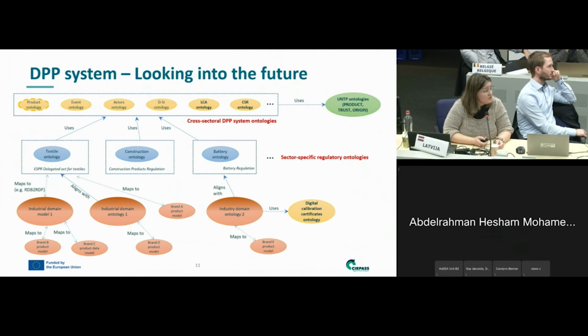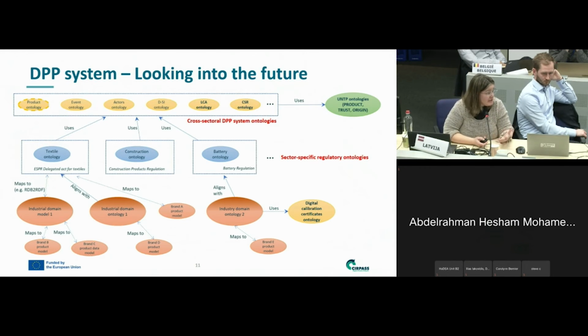If we look into the future, we can expand on this. Not, of course, right now, but we have to build a system that will be here for the next 50 years. So we can expand the cross-sectoral DPP system ontologies to address topics such as life cycle analysis, corporate sustainability reporting. I did a quick search on the internet, and there are many such ontologies that already exist. This morning, Steve talked to us about the UNTP protocol, and it would be very easy to use the UNTP ontologies similarly.